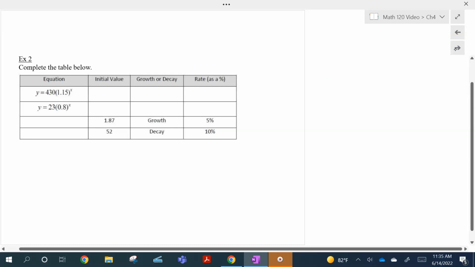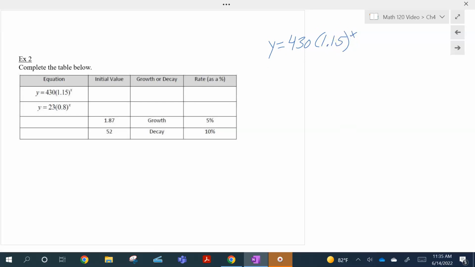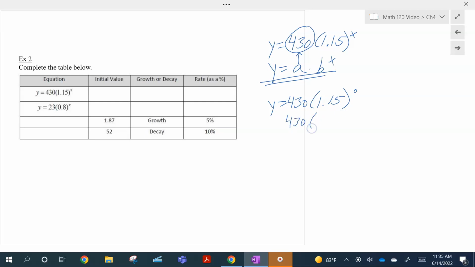Here's your equation. y equals 430 times 1.15 to the x. So first of all, you say, well, is this growth or decay? a times b to the x. Your initial value is that 430. In other words, that's your a. If x is 0, anything to the 0 power is 1. So 430 is your initial value.